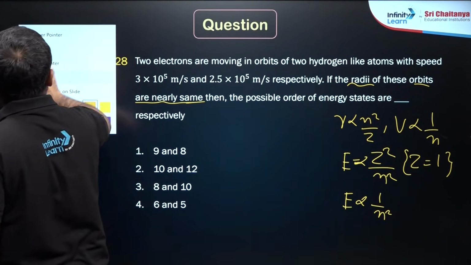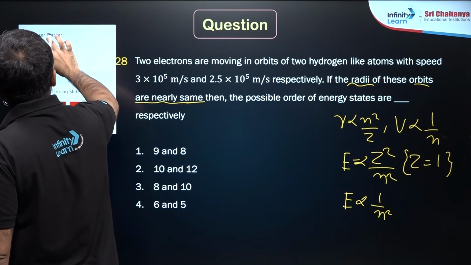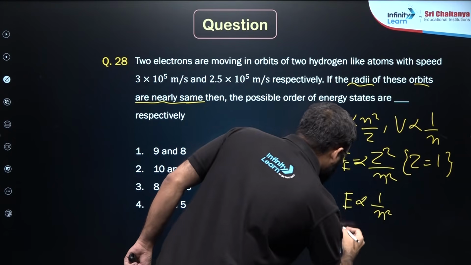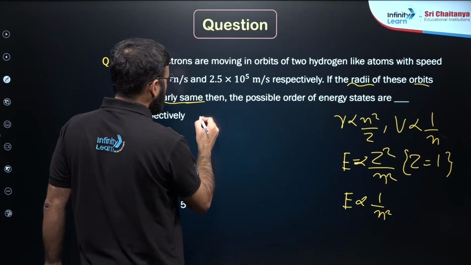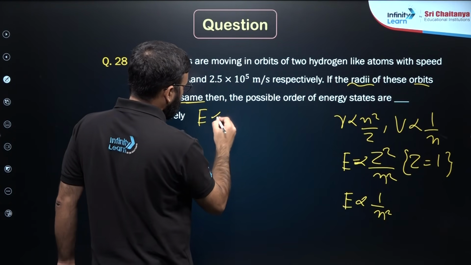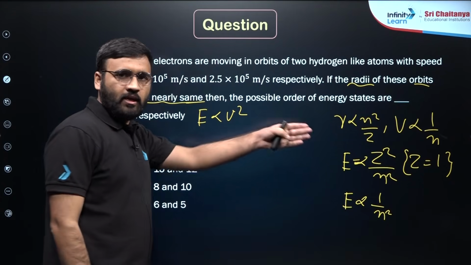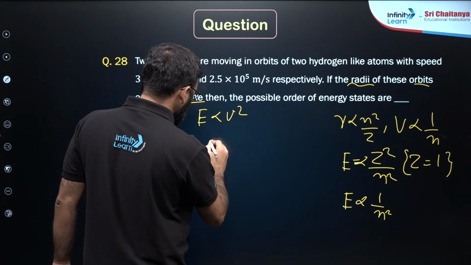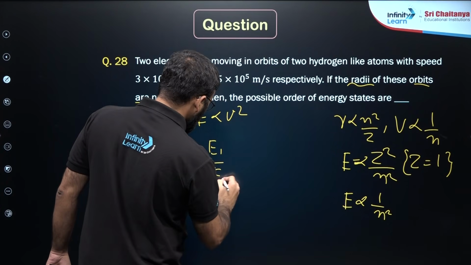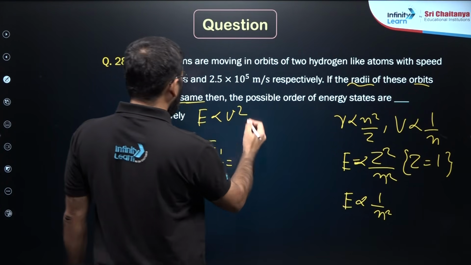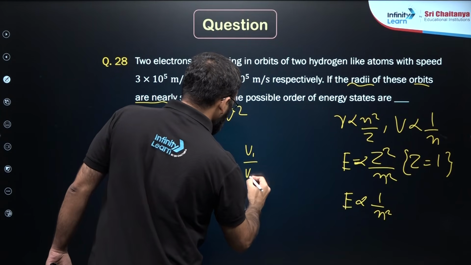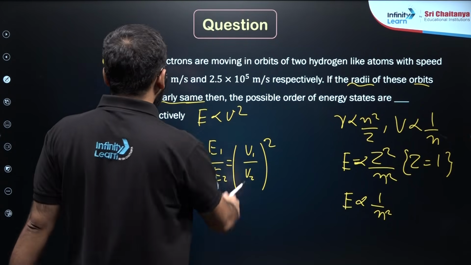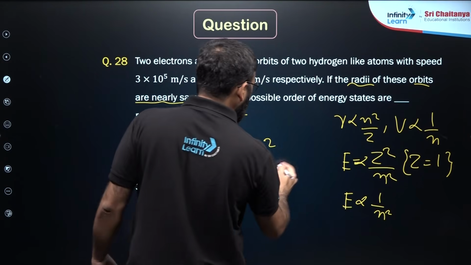Okay beta, my velocity is only proportional to 1 upon n. So what is the relation between energy E and the velocity? Energy is proportional to V square. You can easily see here. So I will take the ratio of E1 by E2 equals to (V1 by V2) whole square.